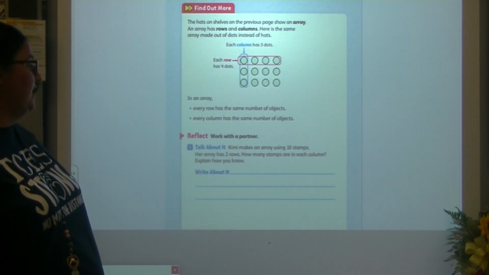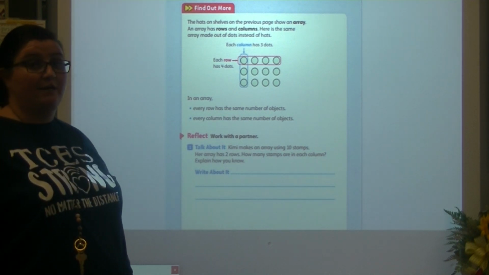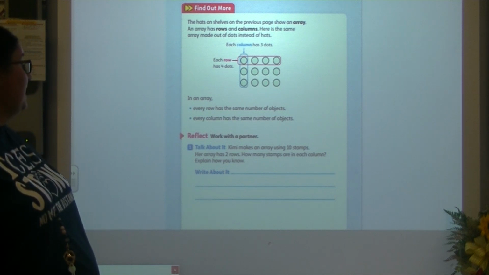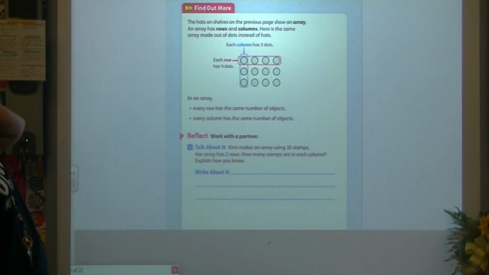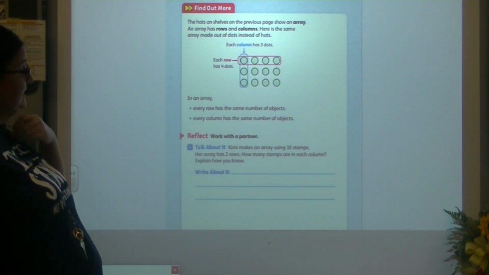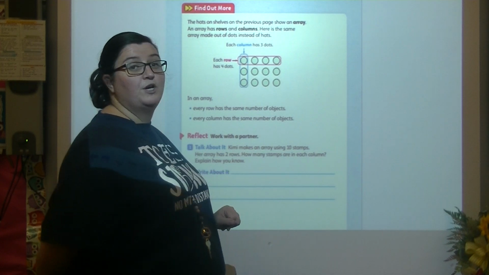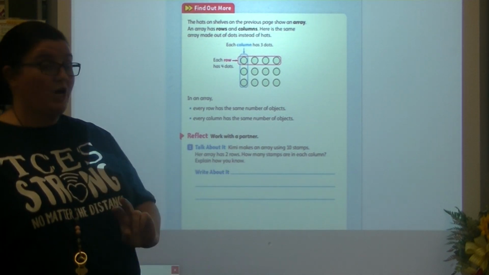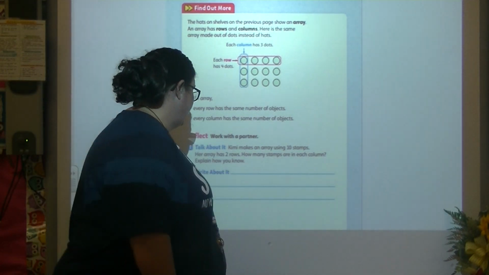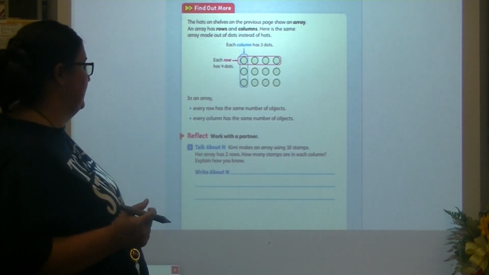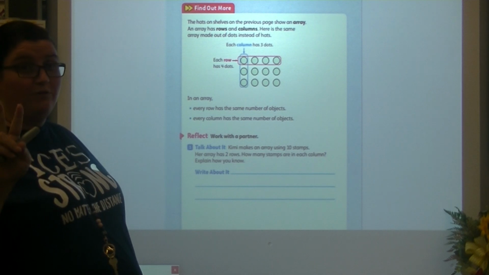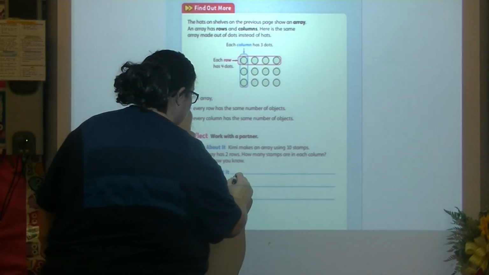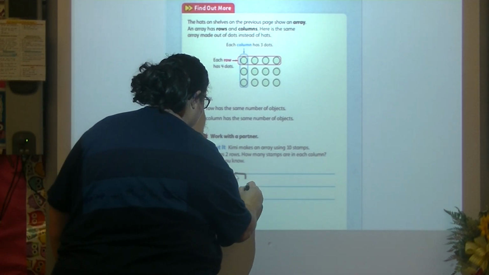Kimmy makes an array using 10 stamps. Her array has 2 rows. How many stamps are in each row? All right, so she has 10 stamps, but only 2 rows. All right, let's figure out what she did. So we know she only has 2 rows. So let's draw her first 2 stamps.